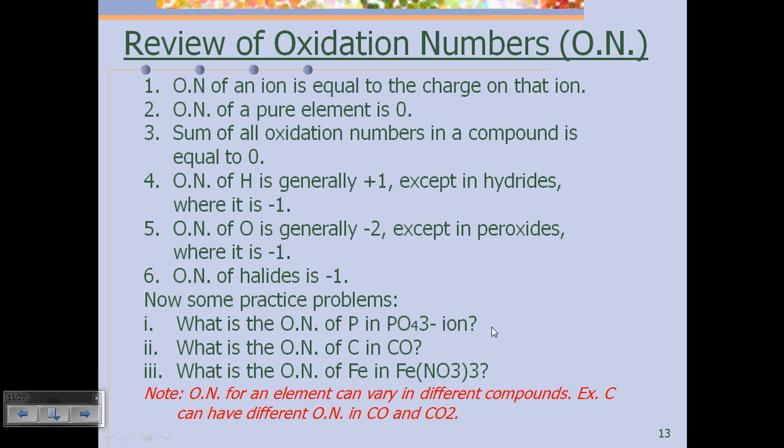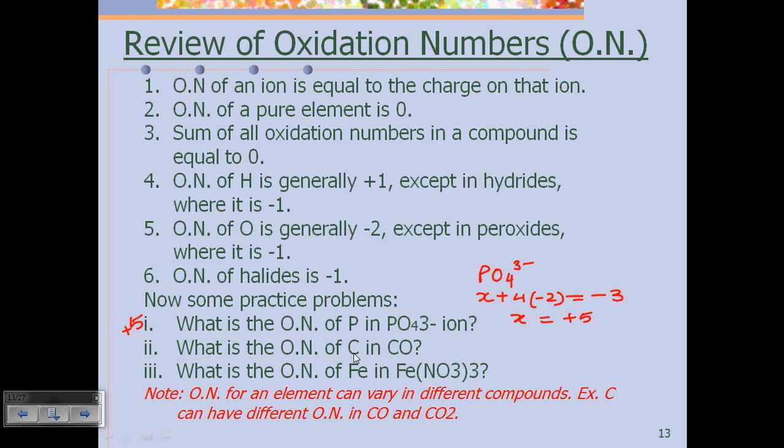Let's do these practice problems together. What's the oxidation number of phosphorus in phosphate ion? So we don't know phosphorus's oxidation number. Let's put it as X. Then 4 times, multiply, put the oxidation number of oxygen, generally 2 minus. And remember, our rule says that the sum of all oxidation numbers is equal to the charge. So X will be plus 5. So the oxidation number of phosphorus in phosphate is plus 5. We write oxidation number with sign.